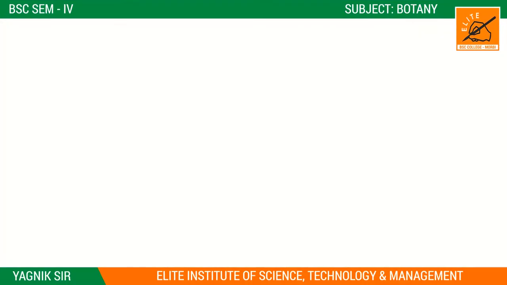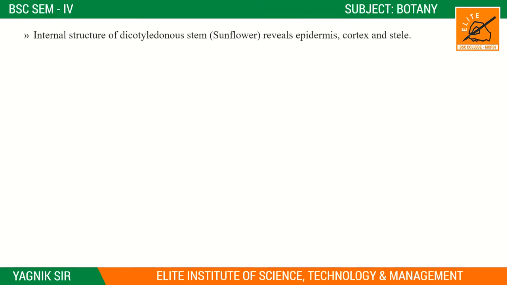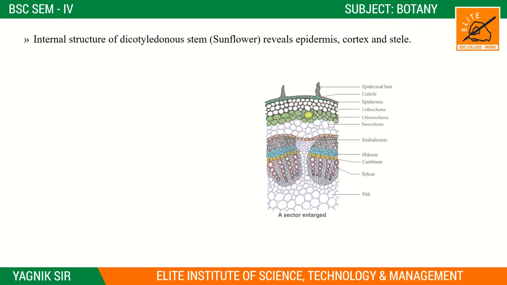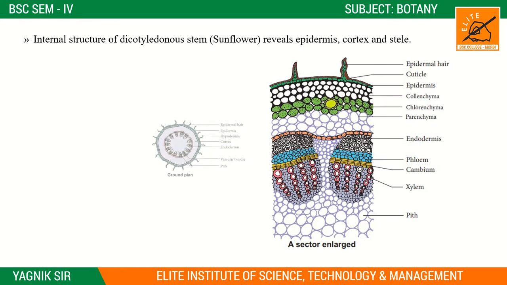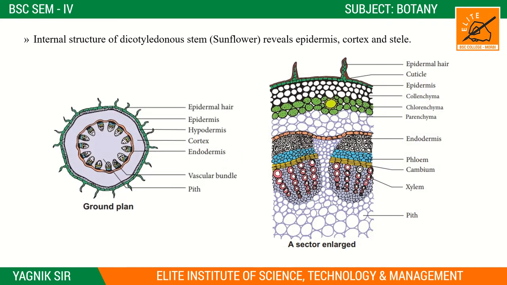Now in this lecture we will discuss the anatomical structure of the dicotyledon stem and the monocotyledon stem, and the difference between the monocotyledon and dicotyledon stems. So let's start. Similar to the root, a stem has a similar system, right?